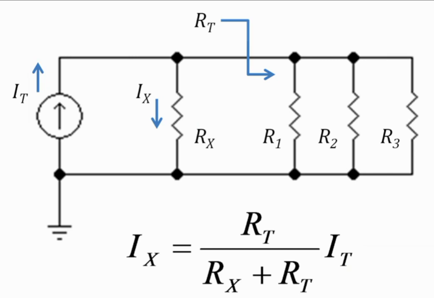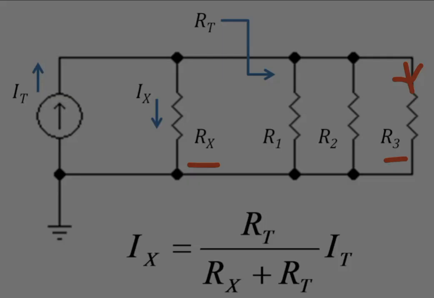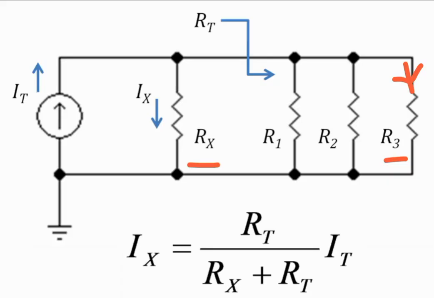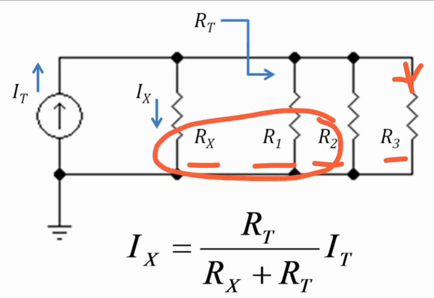If you are asked to calculate the current flowing through R3, the current flowing through R3 can be calculated by first taking the equivalent resistance of Rx, R1 and R2. These three resistors will form an equivalent resistance of the network, and I will say that would be RT, and it will be divided by R3 plus RT, multiplied by IT.